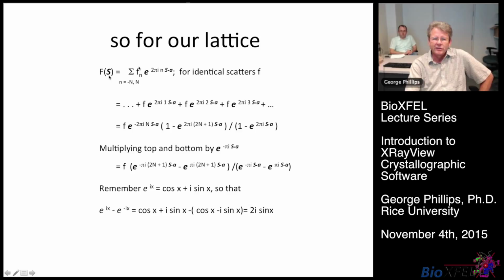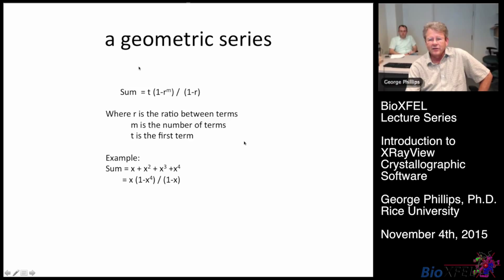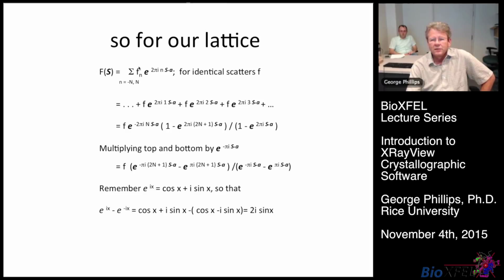So for our lattice, here's the expression we're trying to sum up again. Here's the formula for identical scatterers, right? So I've plugged in the ratio of the terms, and the number of terms fits in here. Let me go back just a second. I've lost the cursor. There it is. Okay. So again, you've got the first term, here's the 2n term, and there's the ratio term. So it looks something like this, right?